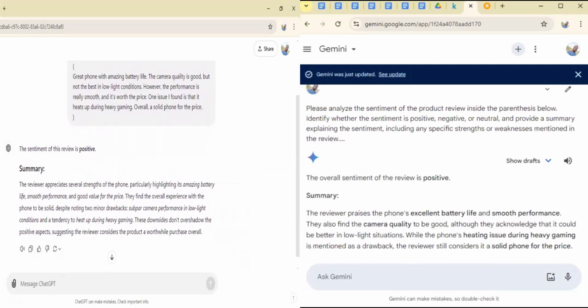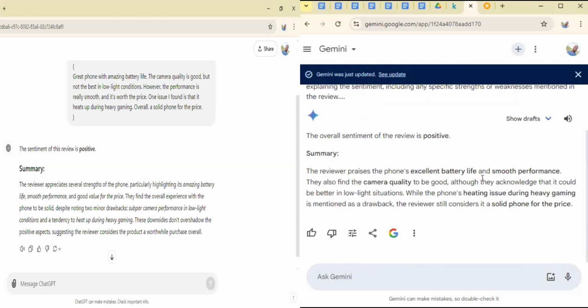So you can see the summary of this one is that the reviewer appreciates several strengths of the phone. Sorry, the sentiment of the review is positive. Here they say the overall sentiment of the review is positive. The reviewer praises the phone's excellent battery life and smooth performance. This is not Gemini, please. Gemini says the overall sentiment of the review is positive. The reviewer praises the phone's excellent battery life and smooth performance.